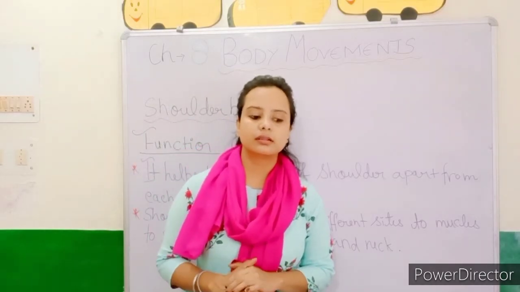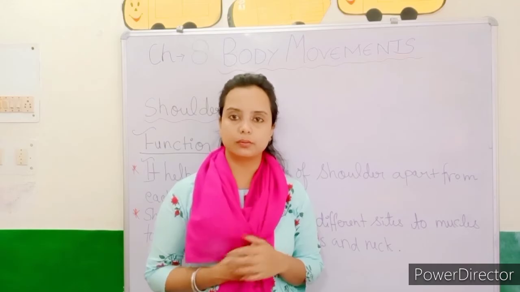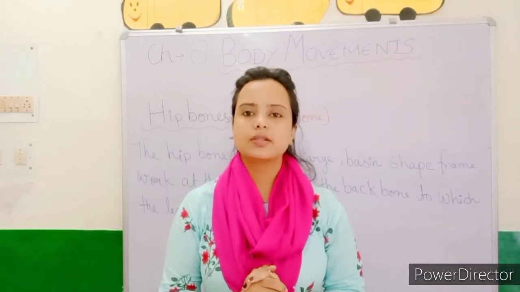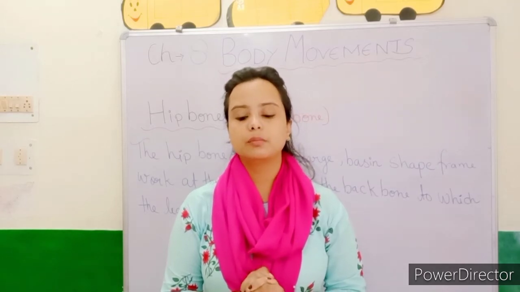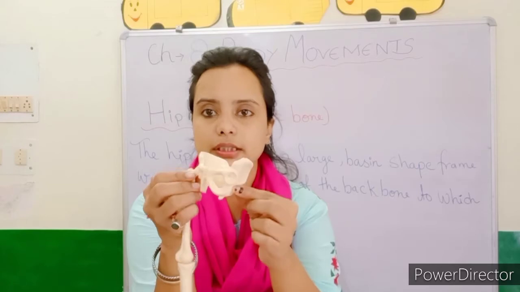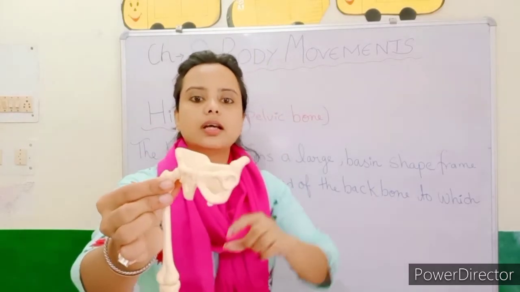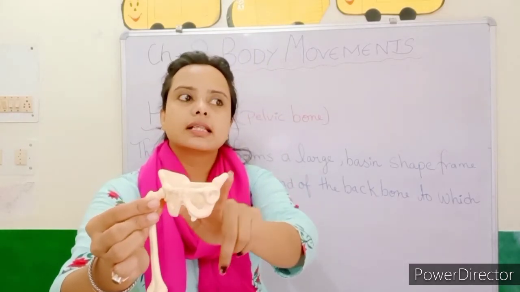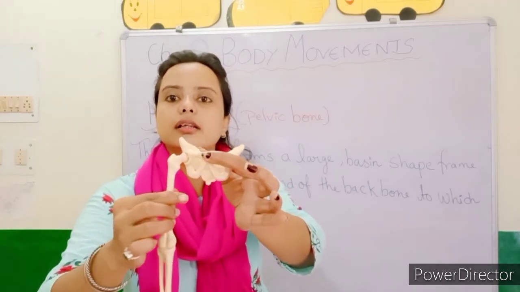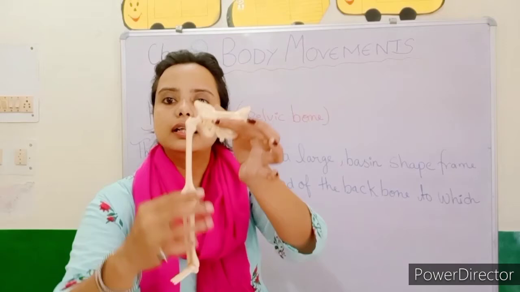Okay, now let's move to the next bone. So the next bone is the hip bone, which is also known as the pelvic bone. How does it look? It is like this structure you can see here. This complete structure is known as the hip bone, which helps in the attachment of the leg.